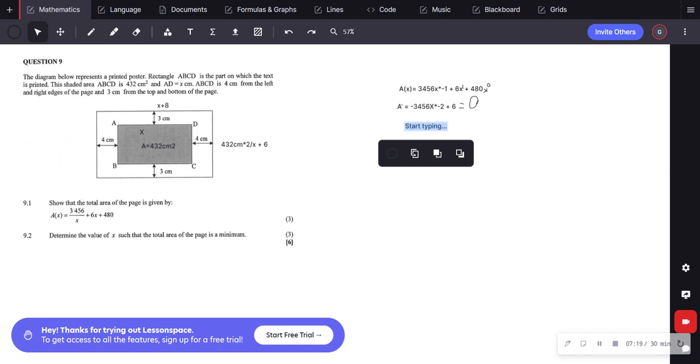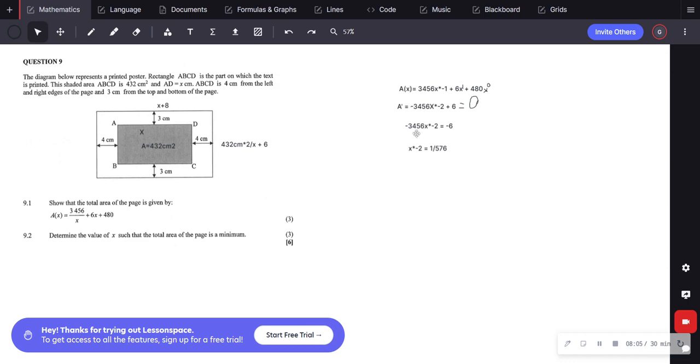So let's get x by itself. So we start off with subtracting both sides by 6. And that would give us this. And then we divide both sides by negative 3,456. And if I plug that into my calculator, that would give us 1 over 576.